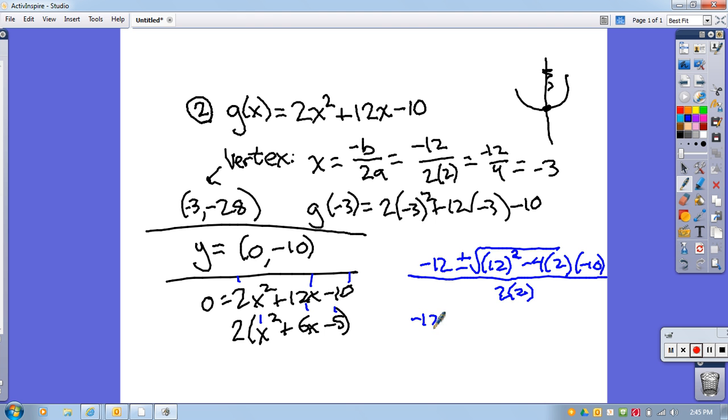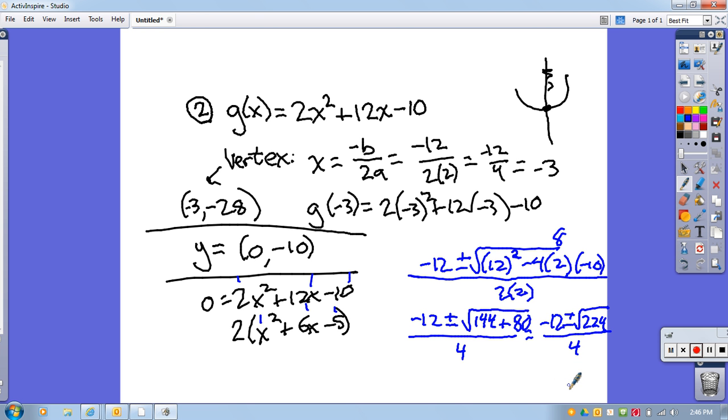Keep going from here. Negative 12 plus or minus the square root of, and it's going to be over 4. 12 squared is 144. Negative times a positive times a negative will end up being positive. 4 times 2 is 8. 8 times 10 is 80. So this is negative 12 plus or minus the square root of 224, over 4.